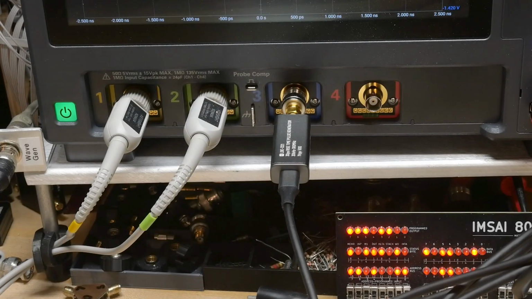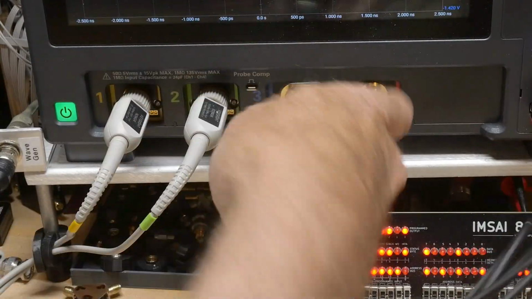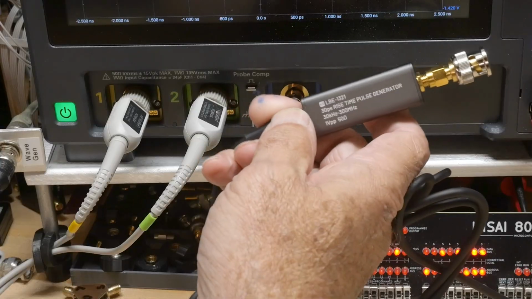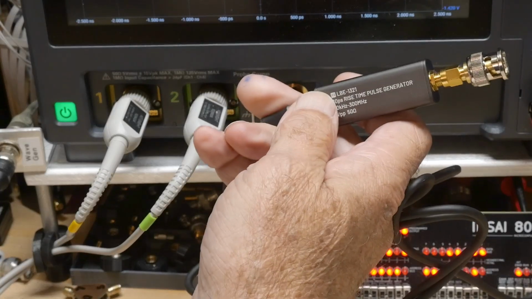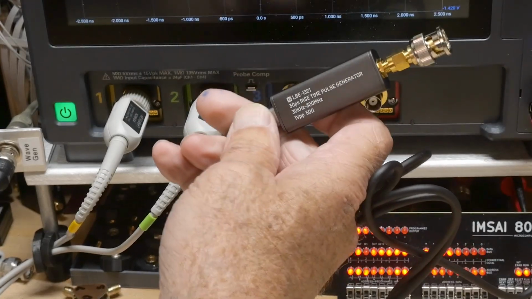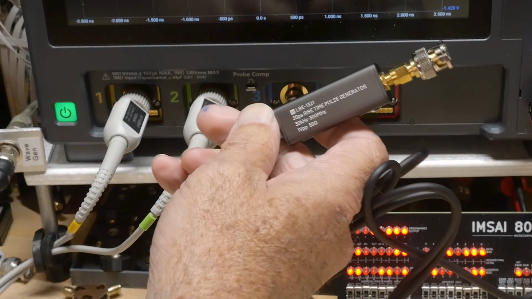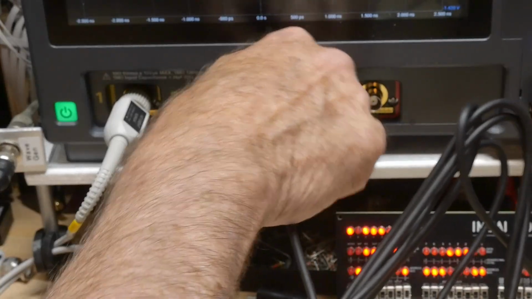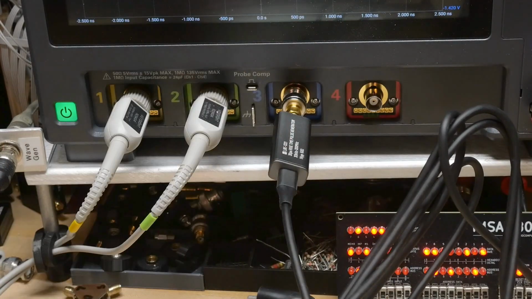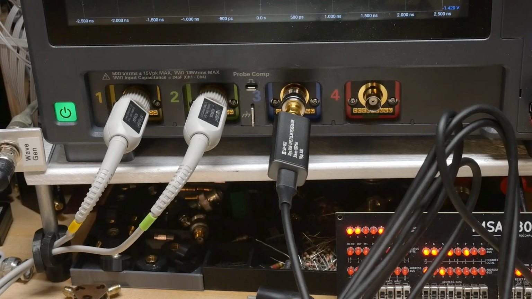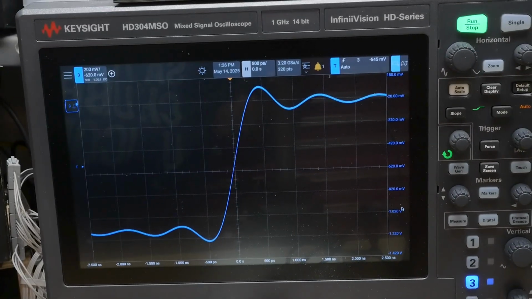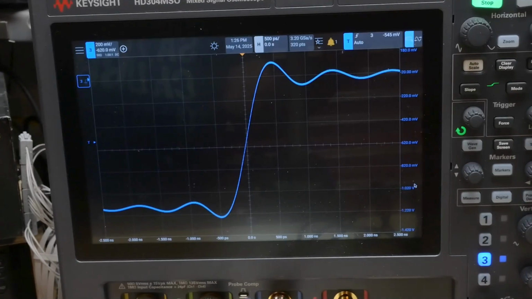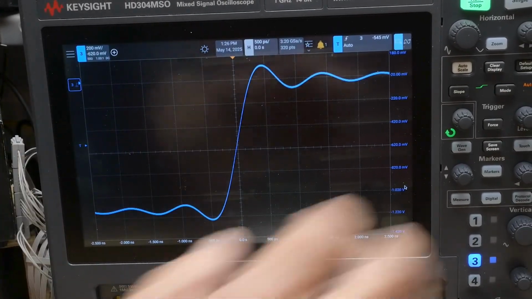I wanted to do just a quick update. I did a video on this product here. This is a pulse generator from Leo Bodnar. Bodnar, gotta get it pronounced correctly, Bodnar. They sent this to me, and I was using it to show rise time measurements on oscilloscopes, and then extracting the bandwidth of your oscilloscope from knowing the rise time.